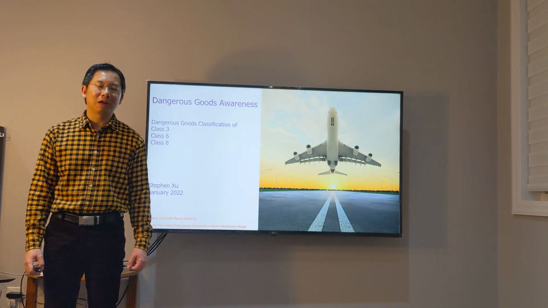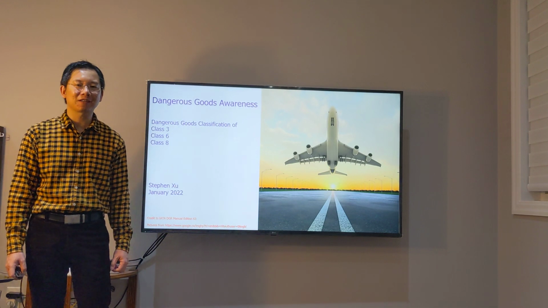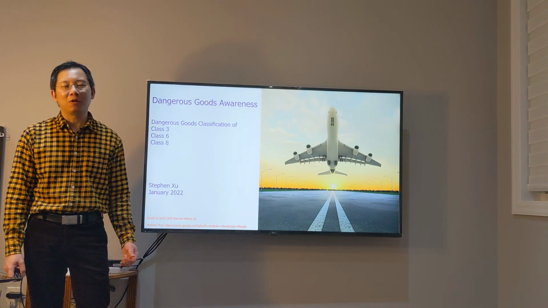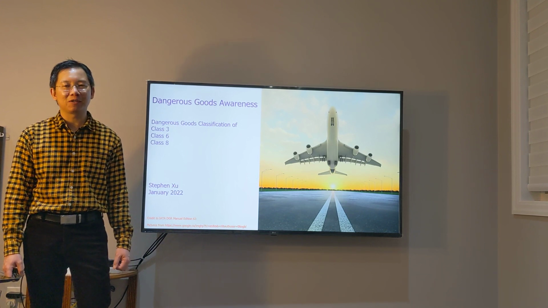Today we will continue our training and we will talk about the classification of three types of dangerous goods: Class 3, Class 6 and Class 8. And all the credits go to the IATA DG manual. I use the tables and the contents from it, and also some pictures I used from Google.